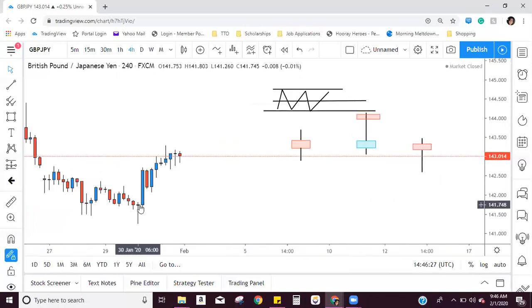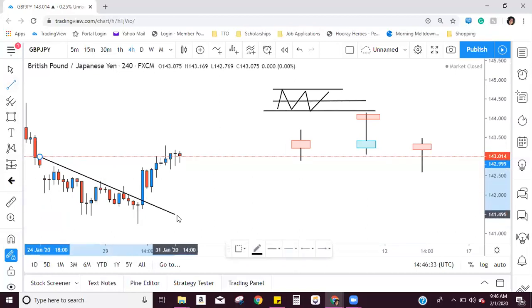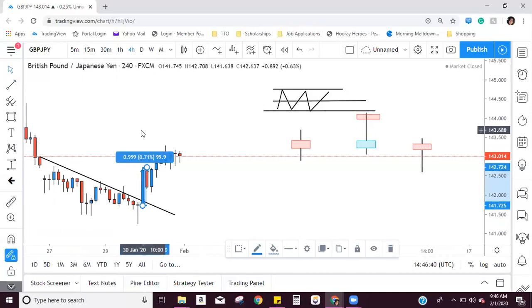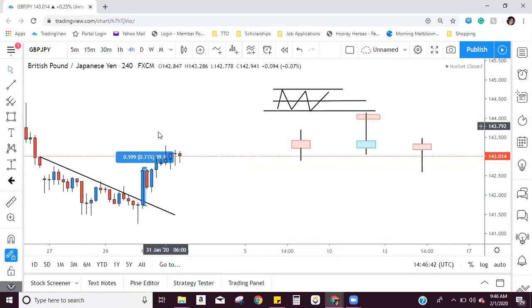Massive rejection. You see a small body, but look how big the wick is compared to the body. It showed complete rejection. And then what did price do? Price just took off. Let's say you entered after this candle. That was a 100 pip push over the next 4 hours.